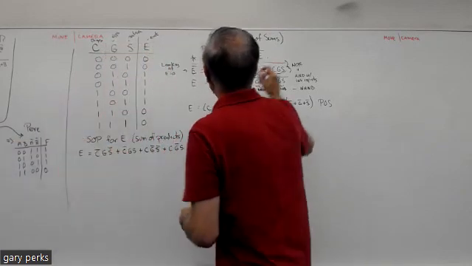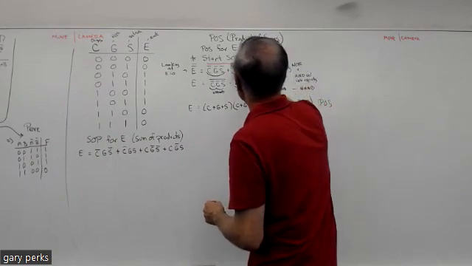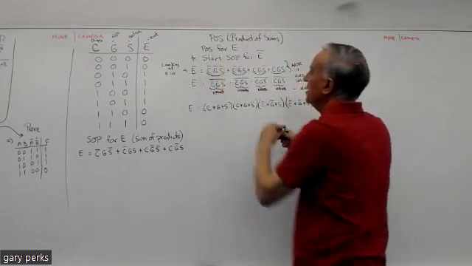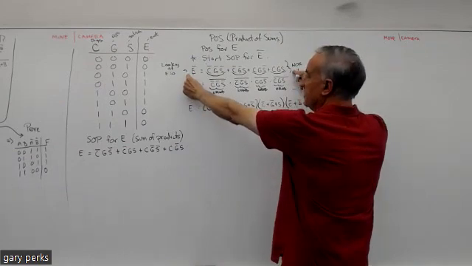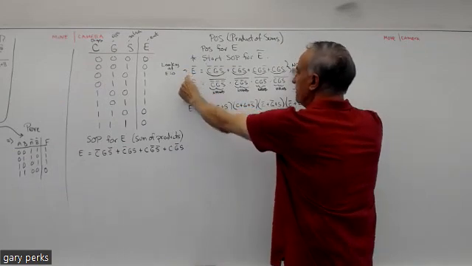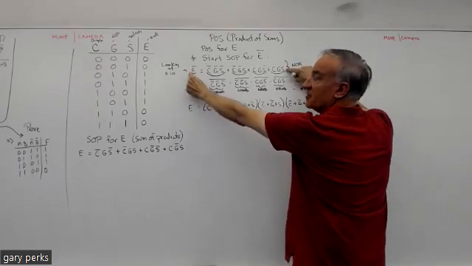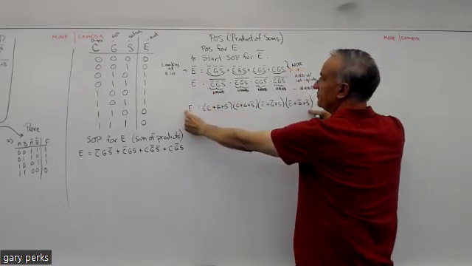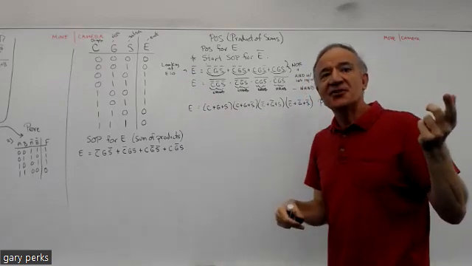Now, just look at what we started with. Let me take the red away. Remember, before we inverted both sides, we started with SOP for not E. So we started with this. Compare what we started with to what we ended up with. Compare this not E SOP and this POS for E. It's inverted. Everything's inverted. What else?